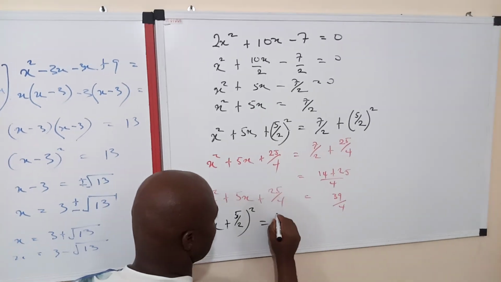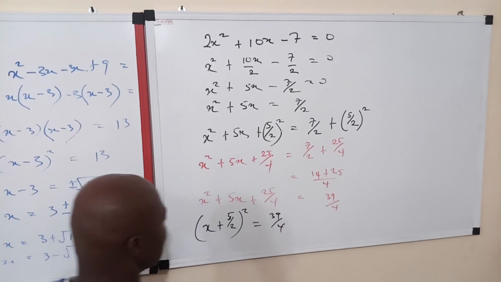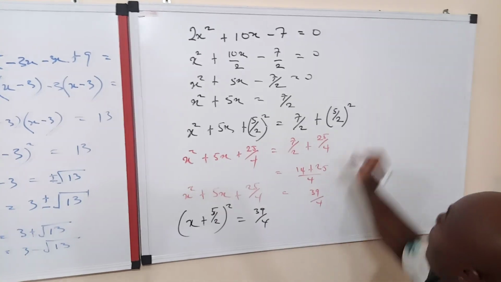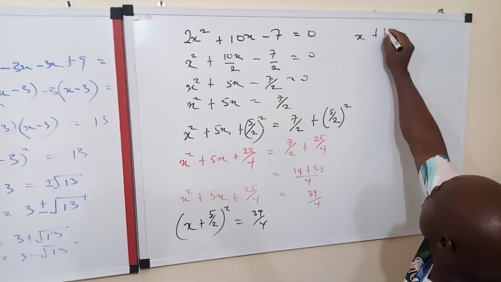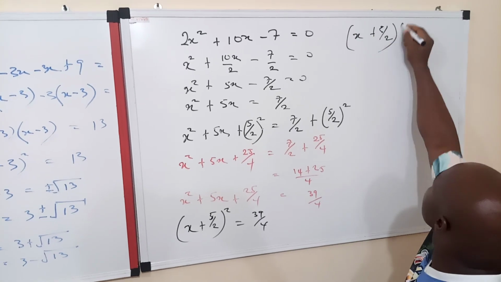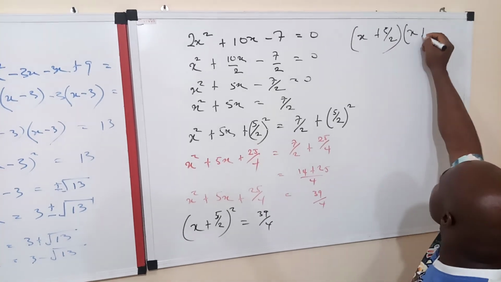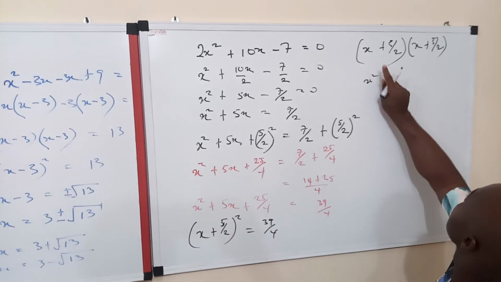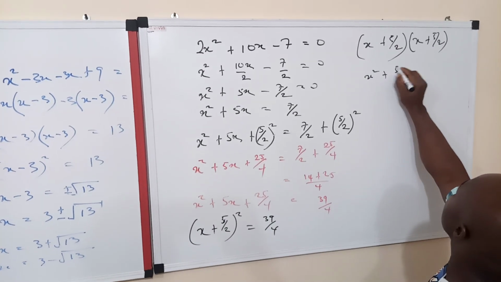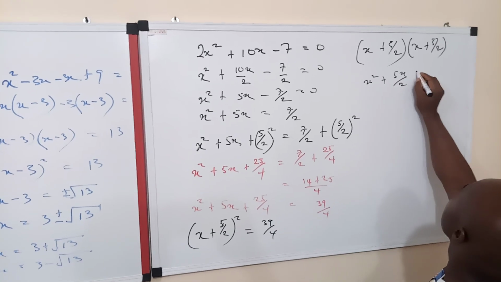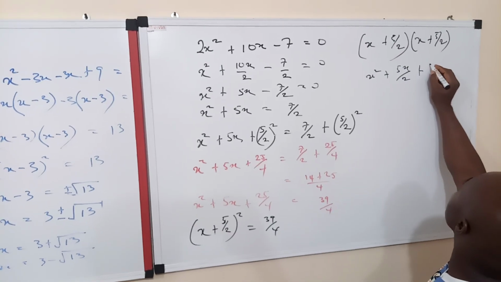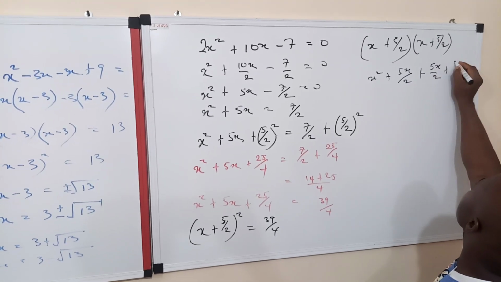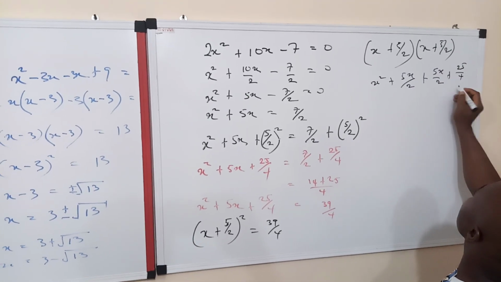But we are going to check if what I have done is true. Now let's try to open this bracket to see if we are going to arrive at this answer. We have (x + 5)/2 times (x + 5)/2. This times this gives us x squared. This times this gives us plus 5x/2. Plus this times this gives us plus 5x/2. This times this gives us plus 25/4.